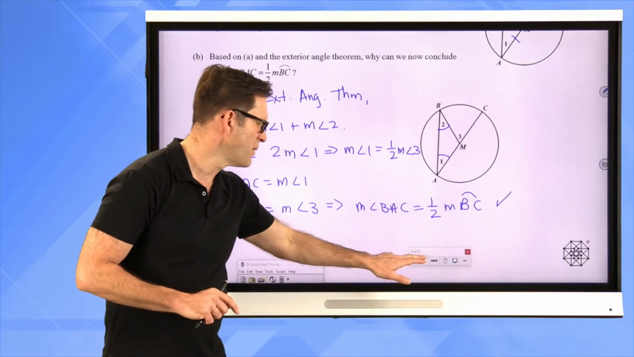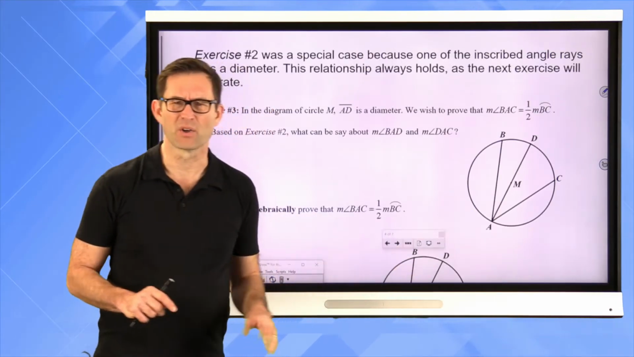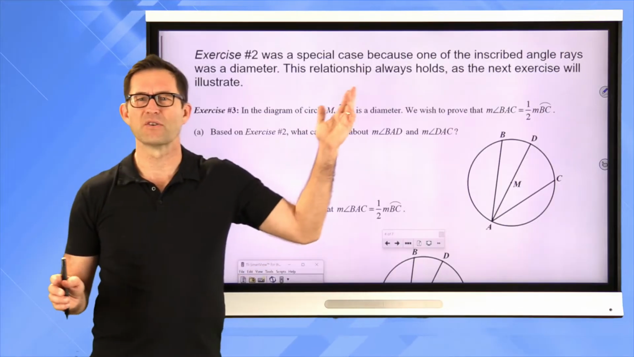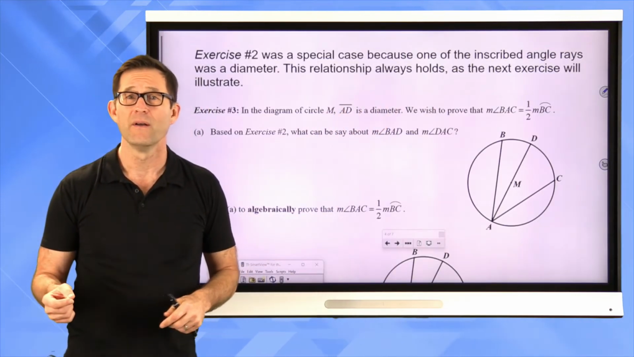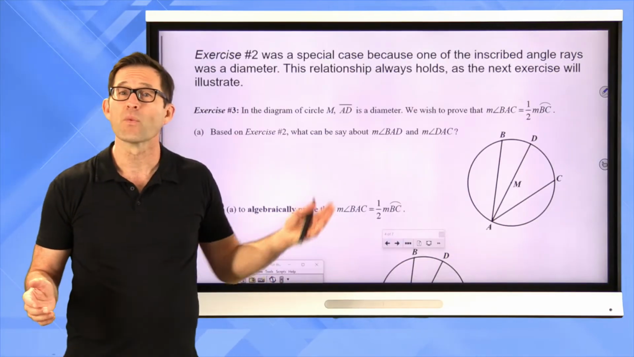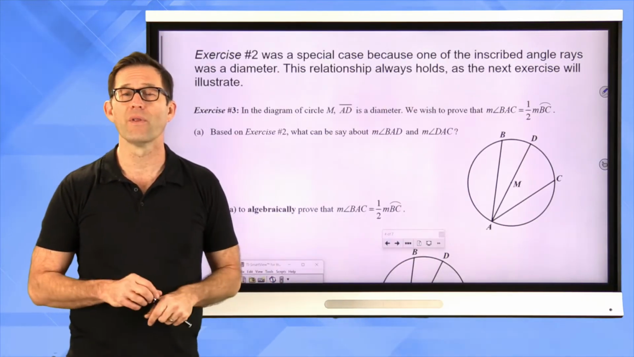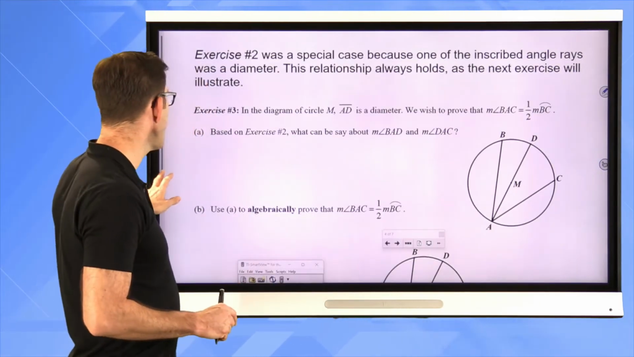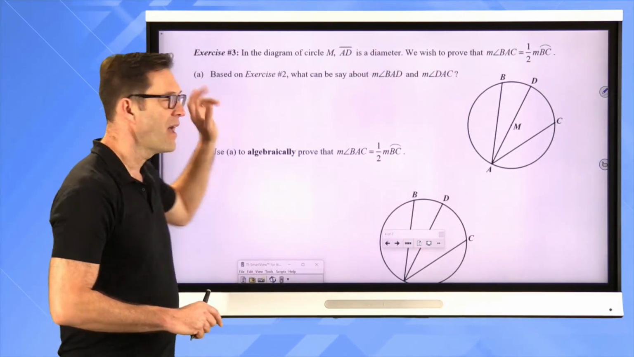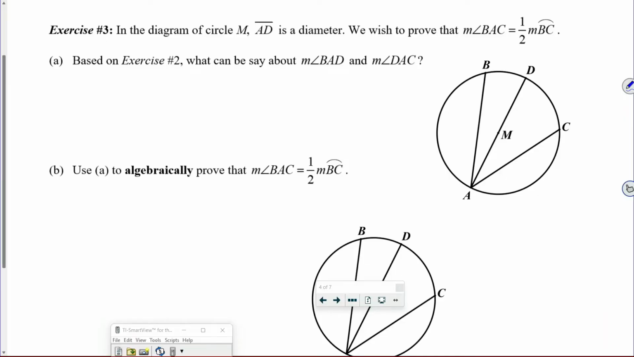Now, you might be saying to yourself, but Kirk, that was a special case because one of the inscribed angle rays was a diameter. What if it's not? Well, this relationship will always hold, as the next exercise will illustrate. So let's prove it now more generally. Exercise number 3. In the diagram of circle M, AD is a diameter. We wish to prove that the measure of angle BAC is equal to 1/2 arc BC.